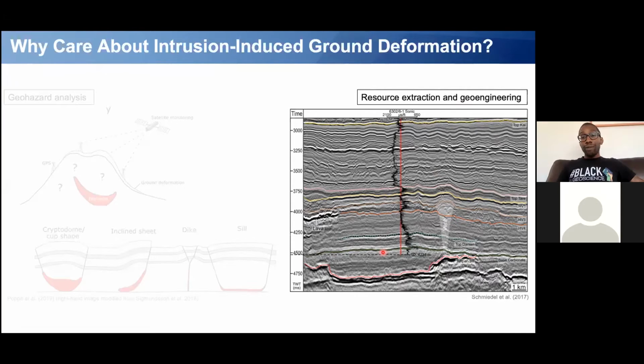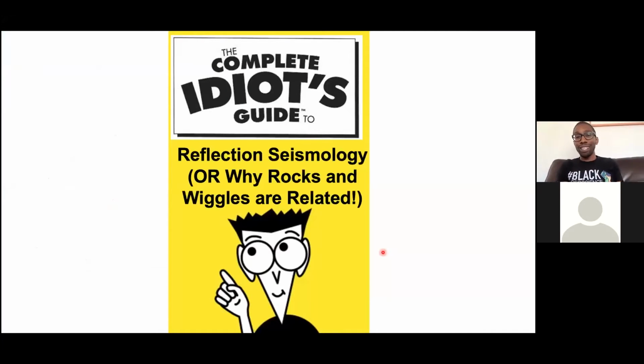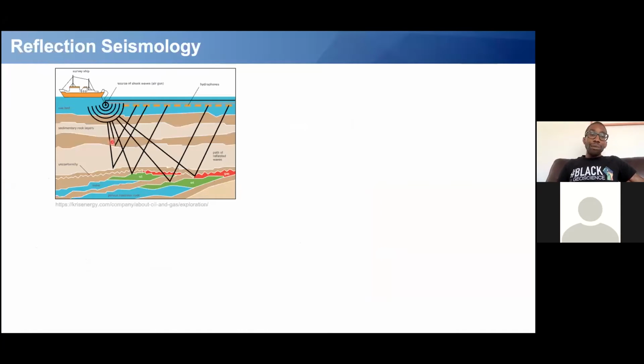So I've shown seismic reflection data twice to you already, and I've not really explained to some of the community here what those data are. So I'm going to give you the complete idiot's guide to reflection seismology in one slide, or why rocks and wiggles are related. So here's a marine seismic acquisition.